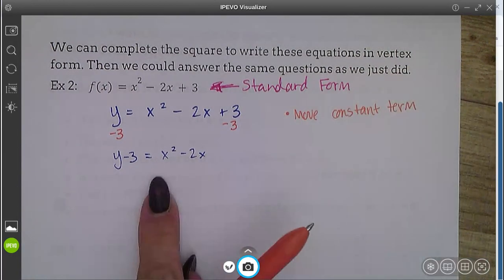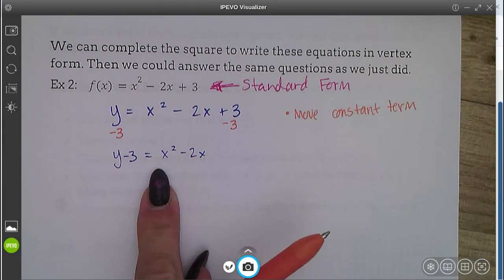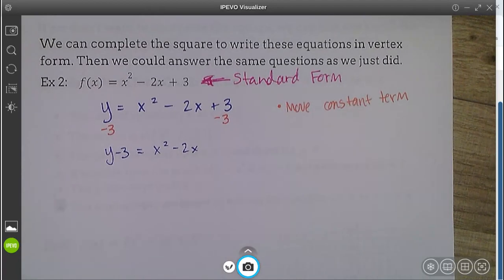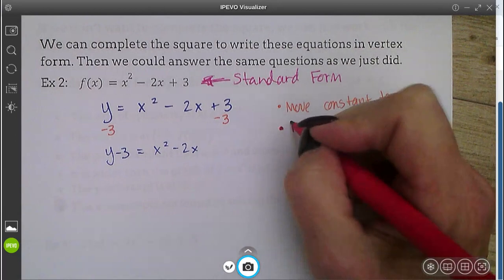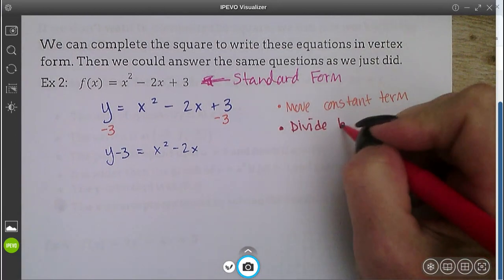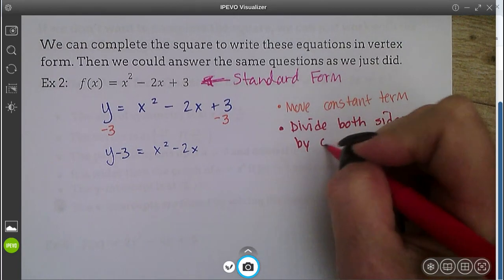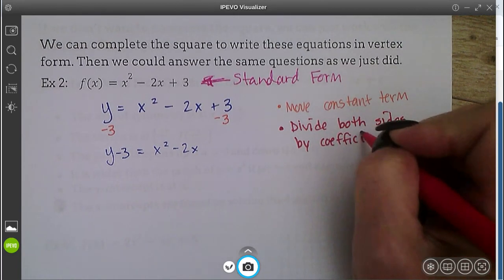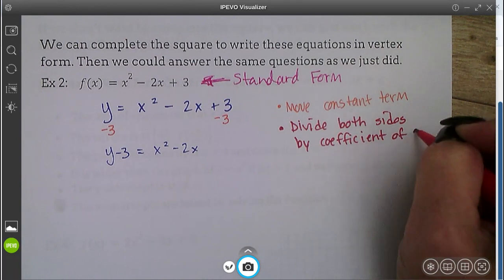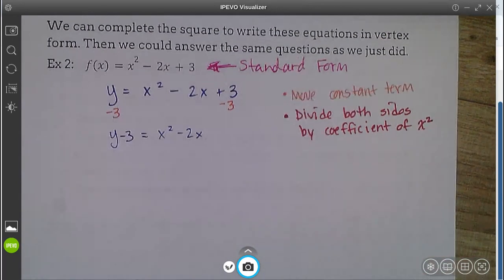Now this one does not have a coefficient in front of the x squared, but if it did, we would need to divide both sides by the coefficient of the x squared. In this case, it's just a 1, so we don't need to do that.